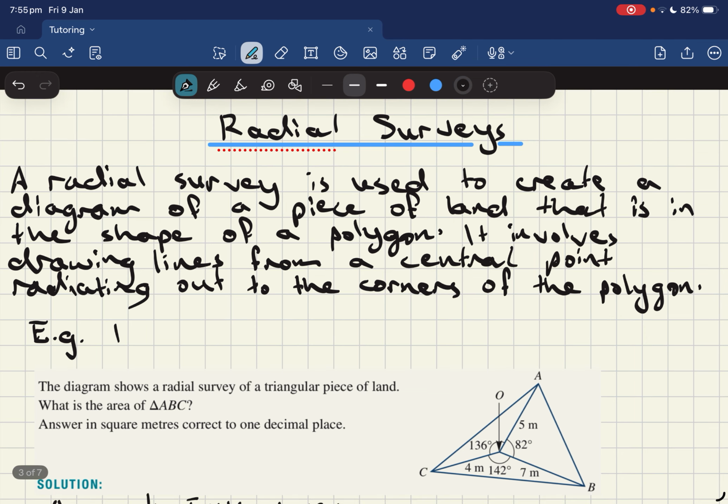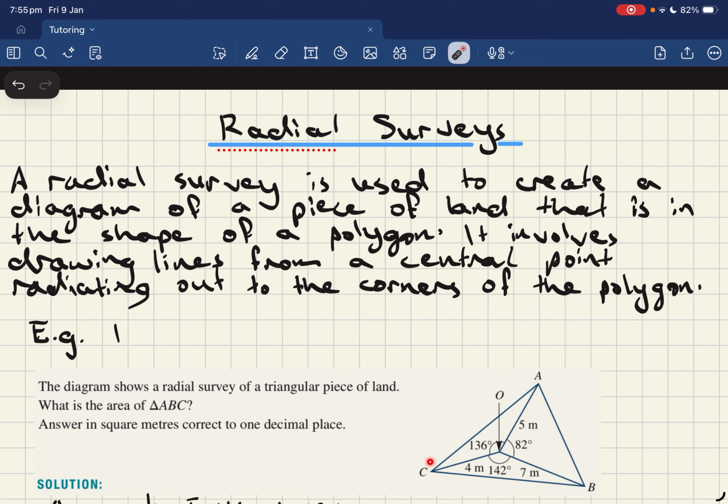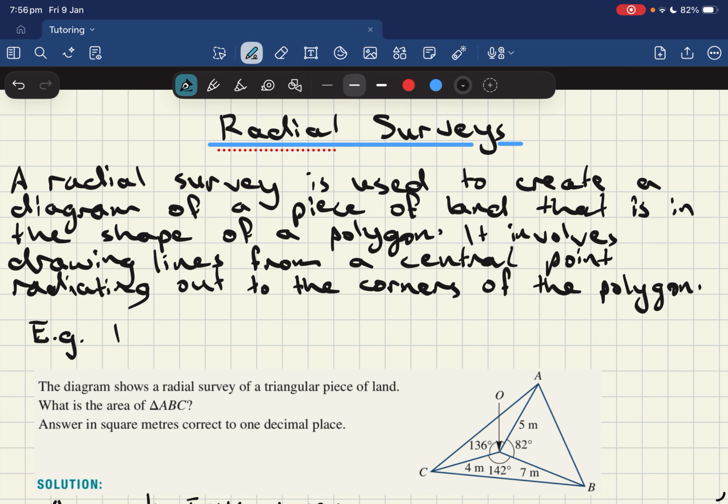Now in example 1 here, you can see a piece of land. It's asking us, what is the area of triangle ABC? Triangle ABC is this large triangle here, but we have a few little measurements that we've collected for these three small triangles. So we have triangle AOC, AOB, and COB. Now remember, we can find the area of a triangle by doing half times one side times another side times the sine of that included angle. So we're going to be taking the areas of these smaller triangles that we see here.